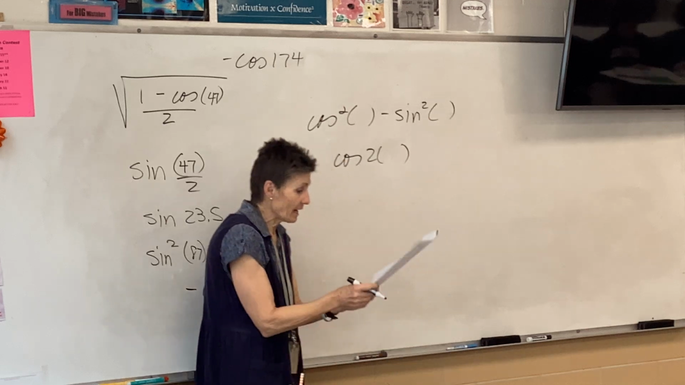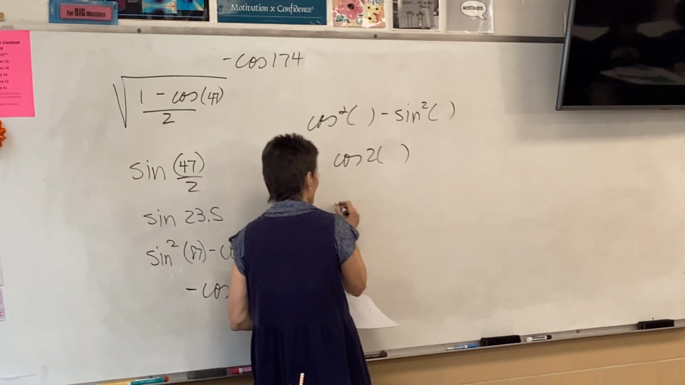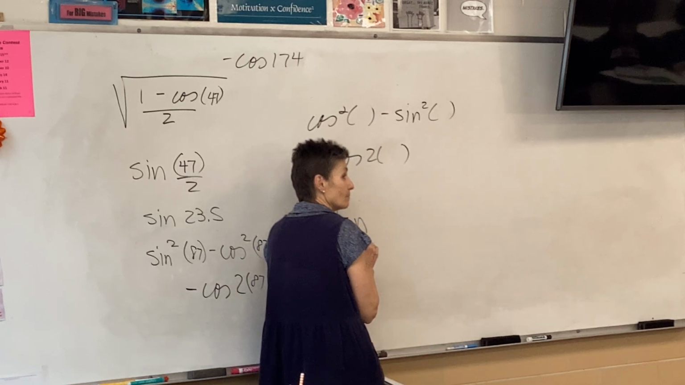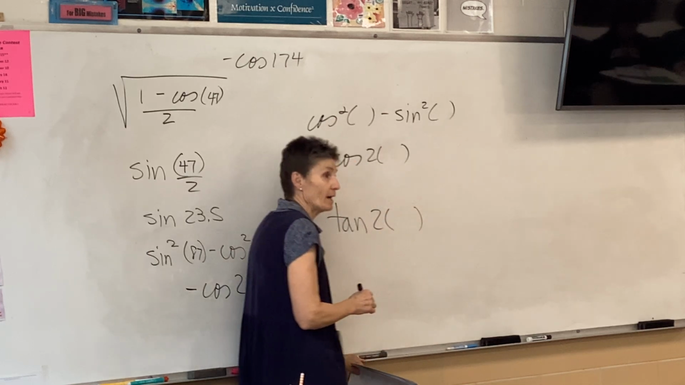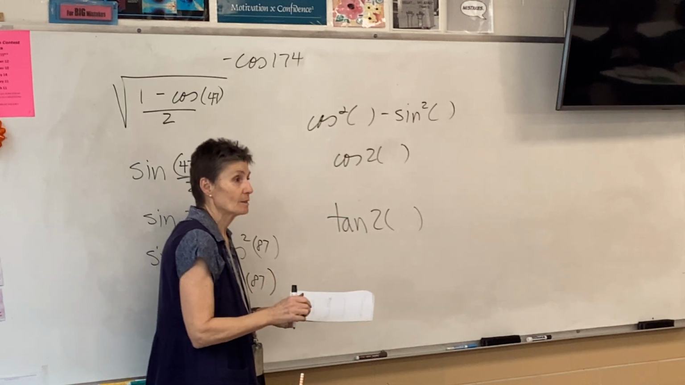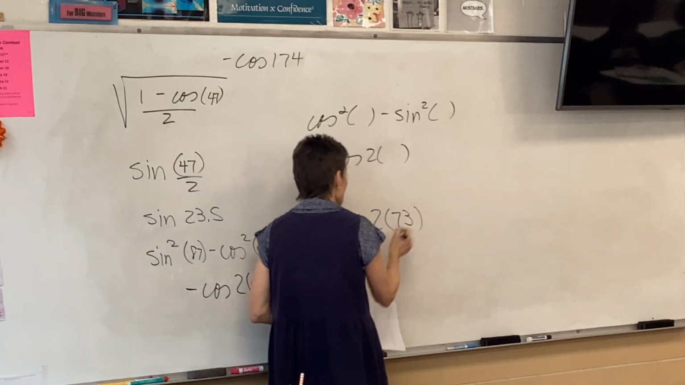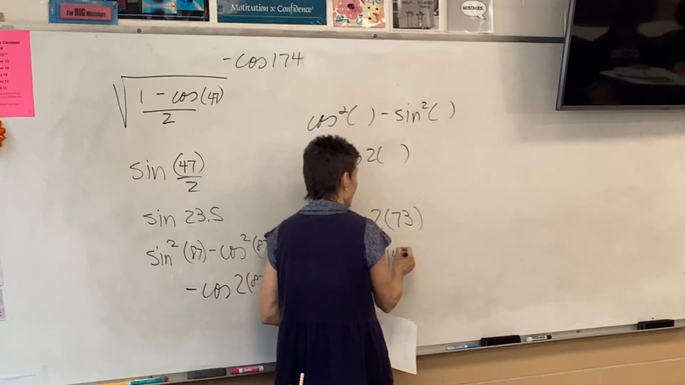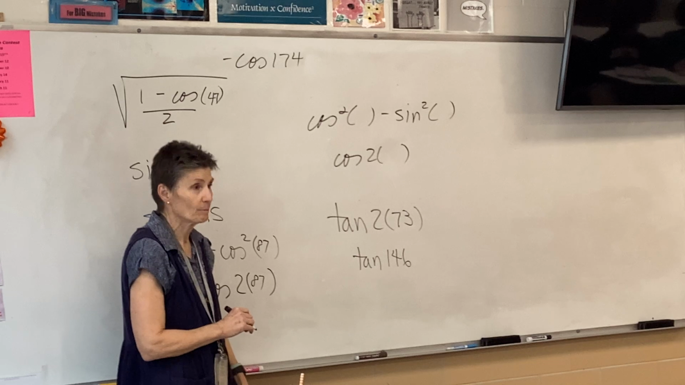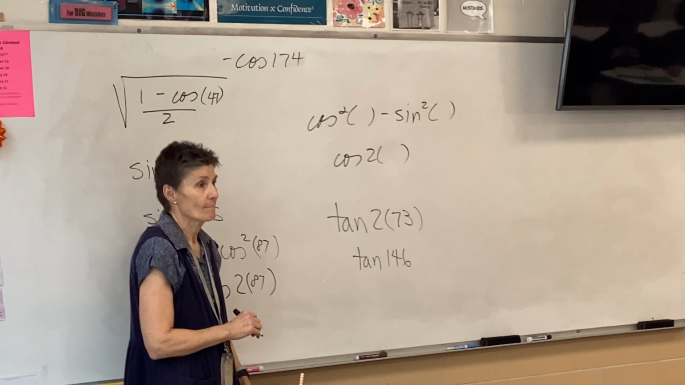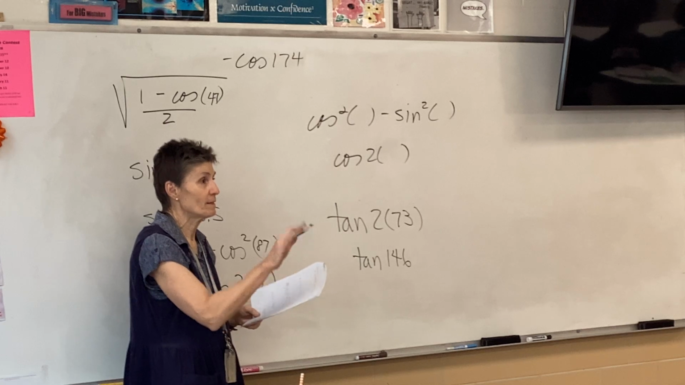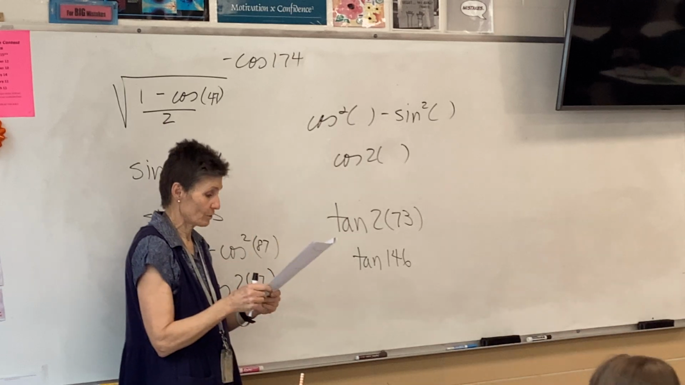All right, let's try the last one. What is that a formula for? Tangent 2 something, right? What's the something in the problem? 73. So that's a formula for the tangent of 146. That's all you have to put. You're just recognizing the formula and looking at it backwards.